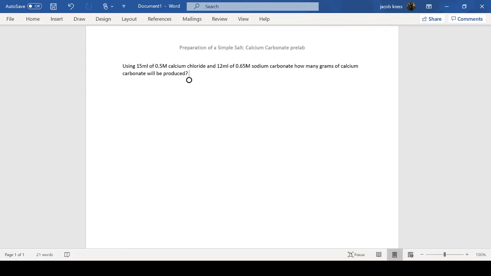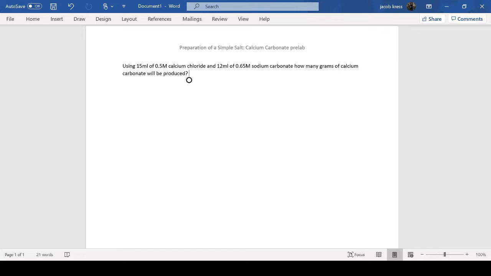You can see on the screen, using 15 mL of 0.5 molar calcium chloride and 12 mL of 0.65 molar sodium carbonate, how many grams of calcium carbonate will be produced? Again, one of the classic kinds of chemistry problems. You have different amounts of starting material, and we're going to ask how much we're going to get.